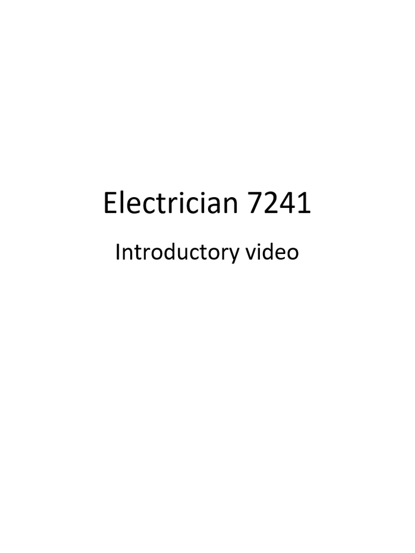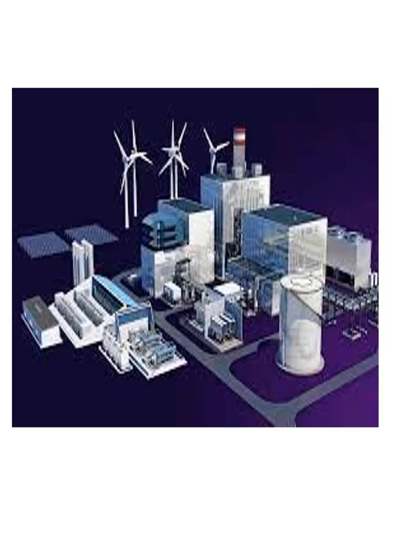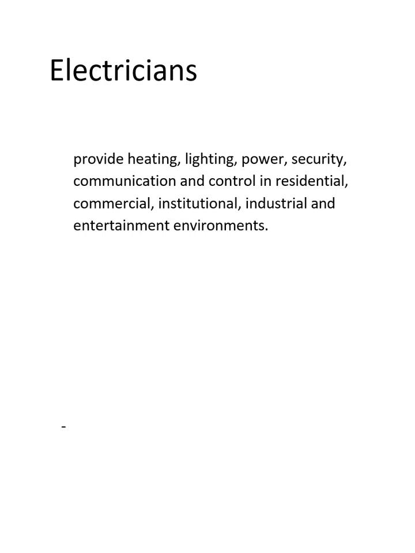Electrician 7241 introductory video. This is a picture of different power sources for electricity, where you will be able to go down into transmission lines, and then it goes to the different loads where the electricians will be working on it to make it work. Electricians provide heating, lighting, power, security, communication, and control in residential, commercial, institutional, industrial, and entertainment environments.